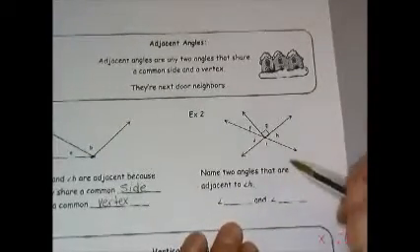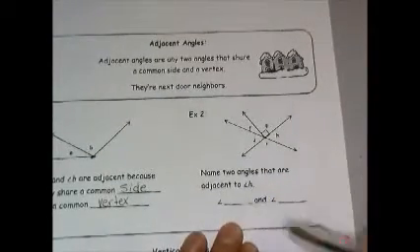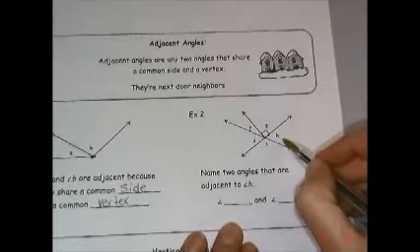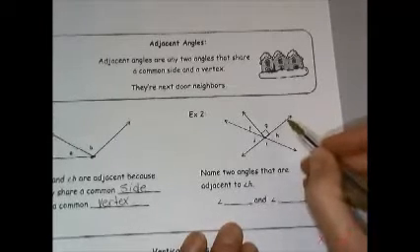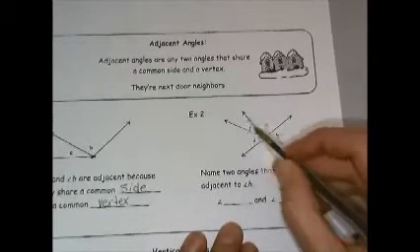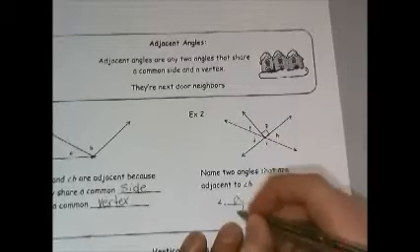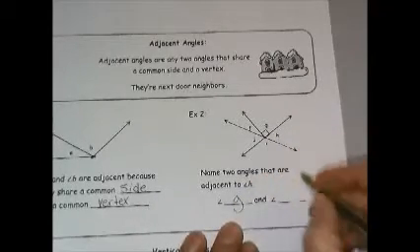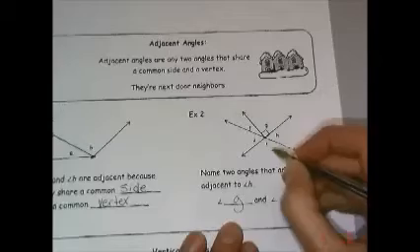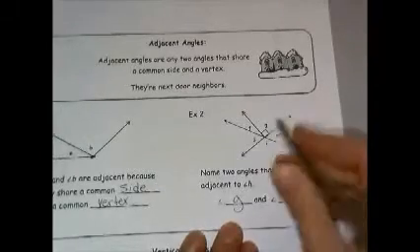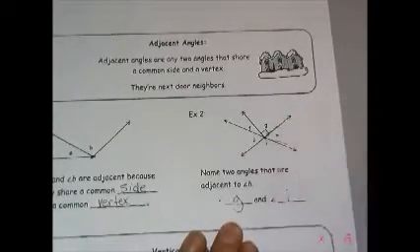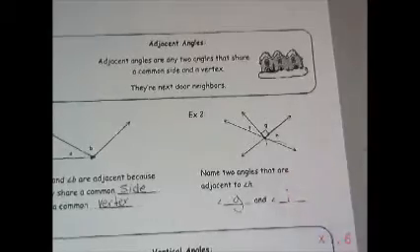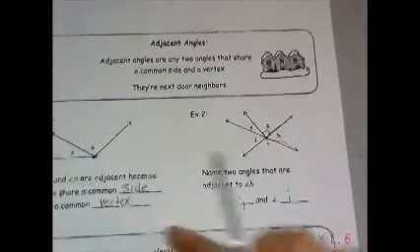Example 2. Name two angles that are adjacent to angle H. Well, here's angle H. So what angle would be next door to angle H? Well, angle G and angle I are next door to angle H. They share a common wall. Okay, so I want you to cut that section out and paste it onto your third page.